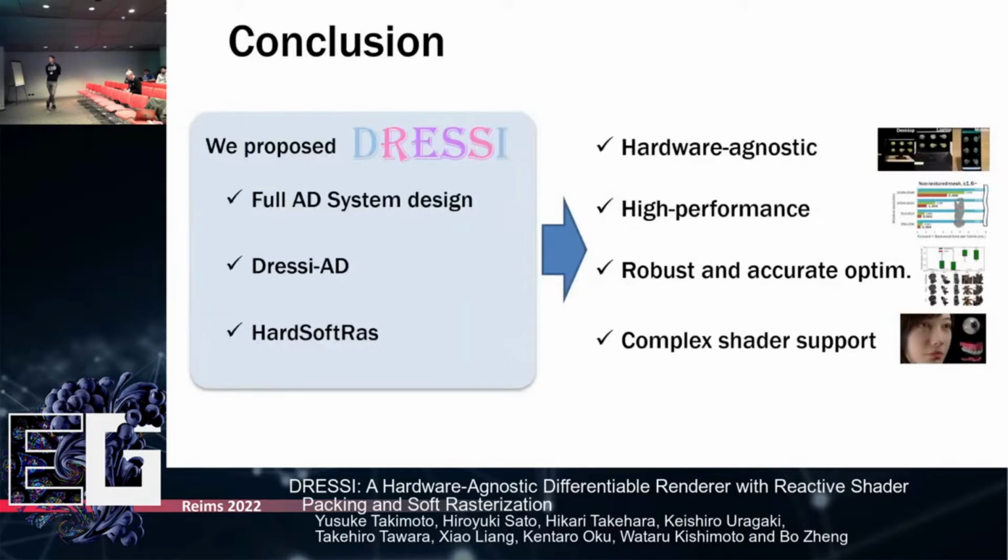Conclusion and future work. We propose the rasterization-based DR system called DRESSI. There are three contributions. The first contribution is the AD system design. And we made DRESSI AD to realize this system design. So DRESSI AD supports all rendering primitives with backward. And on top of it, we propose the hard soft trust algorithm. So our method is hardware-agnostic, high performance, realizes robust and accurate optimization, and also supports complex shaders.